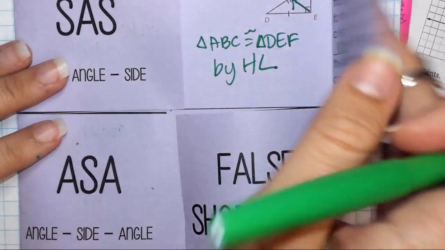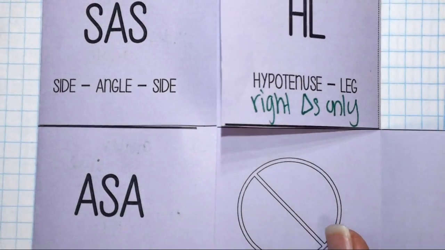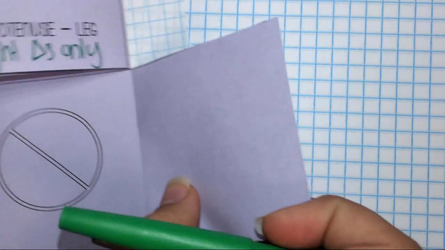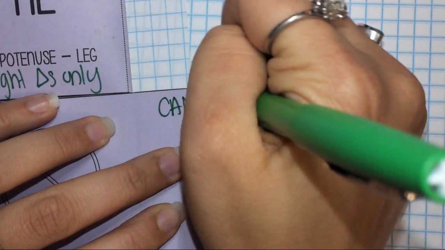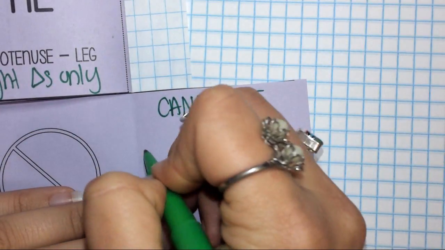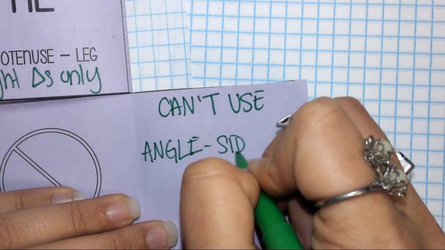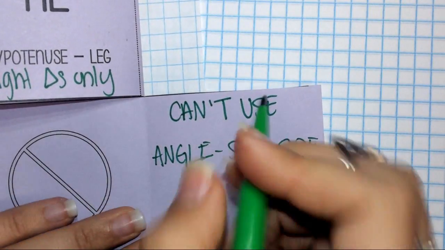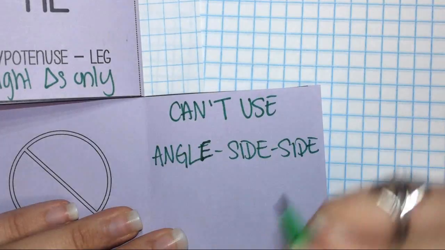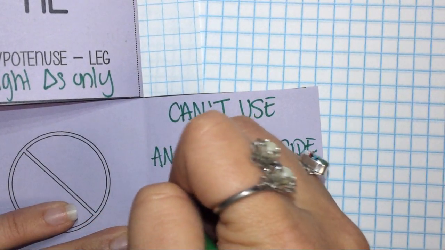Now, false shortcuts means things we can't use. What have I told you that you can't use? Angle side side. Don't be an angle side side. So you can't use angle side side, and what else can't you use? That's it. So what would that be? Side side angle. Good. Take a point.